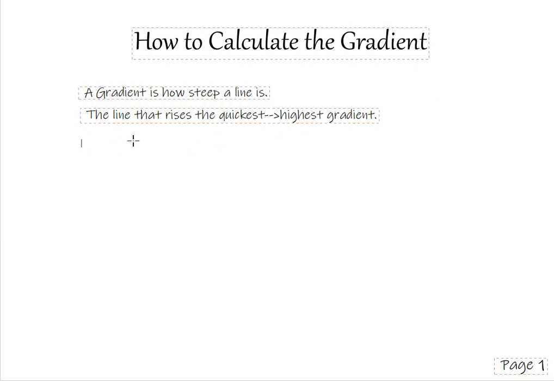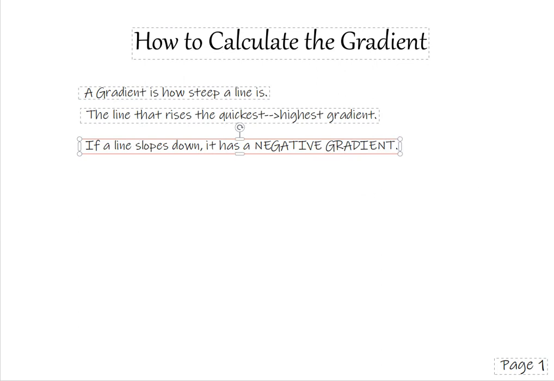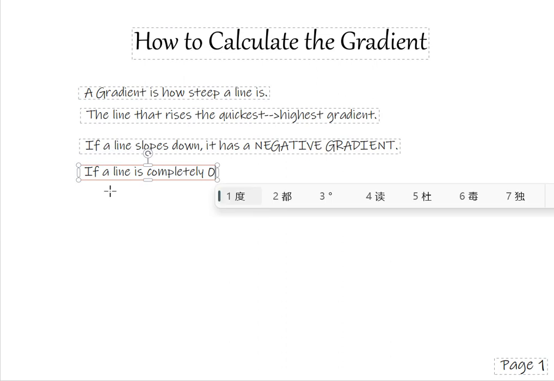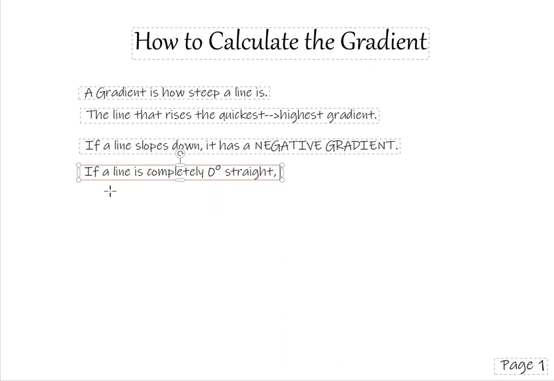And if a line slopes down, it has a negative gradient, like in that example when the line was sloping down. And finally, if a line is completely straight, at 0 degrees, it has a gradient of 0. That's easy to see because it's completely straight.